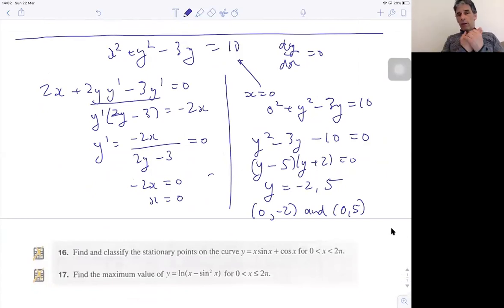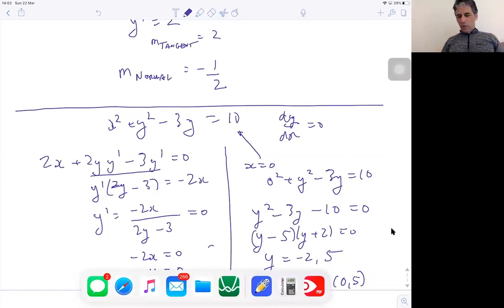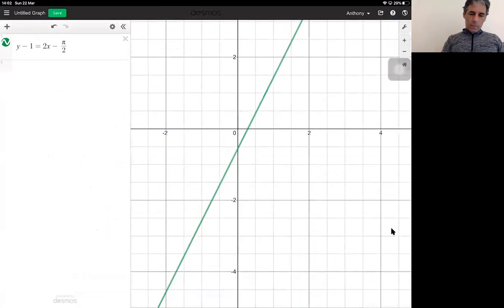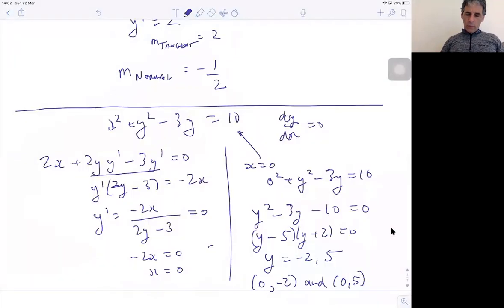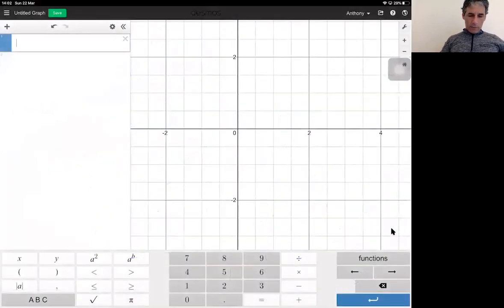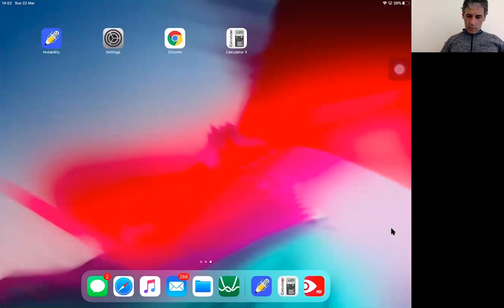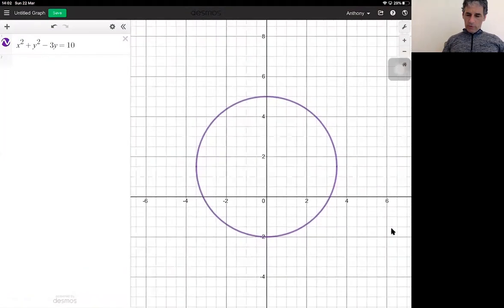Now, you couldn't really use your graphing calculator for an implicit differentiation question because the GDC doesn't allow for implicit functions. But we can take a quick look to get an idea what just happened here by looking at Desmos. So let me just clear this out here. Okay, and we can put that equation we just had: x squared plus y squared minus 3y, and I think it was equal to 10. Okay, so if we make that equal to 10, it's really just a circle, interesting enough.